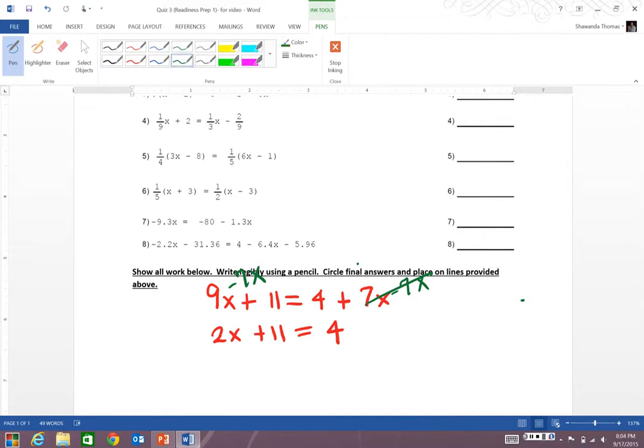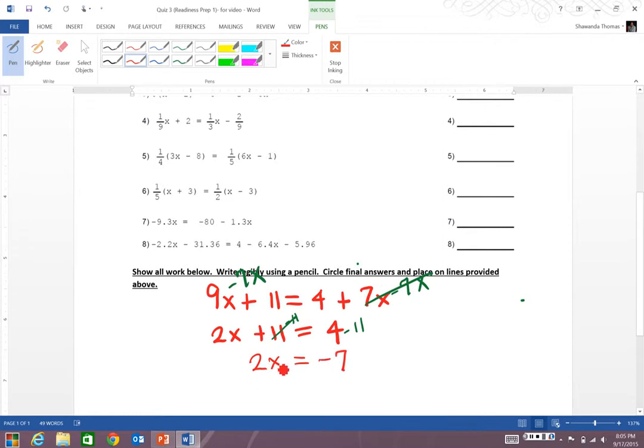Now we need to get the 11 over here to the right side. Since that's a positive 11, we do the inverse of adding. We subtract to get rid of it. 11 minus 11 cancels out. So what's remaining on this side is just 2x equals 4 minus 11, which is negative 7.